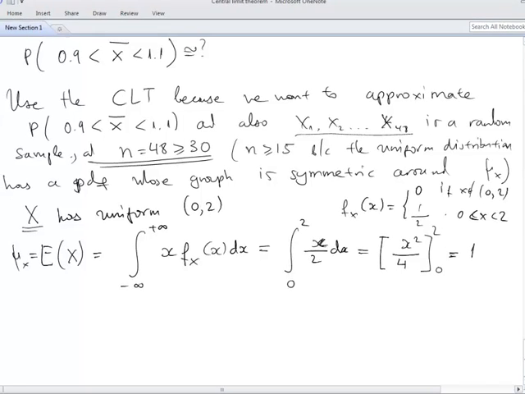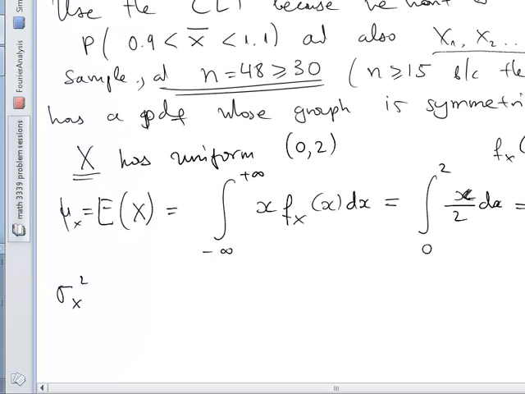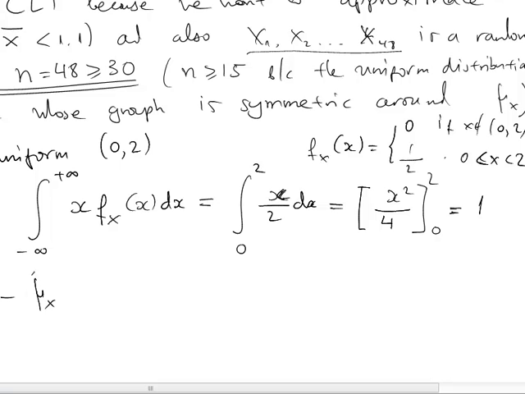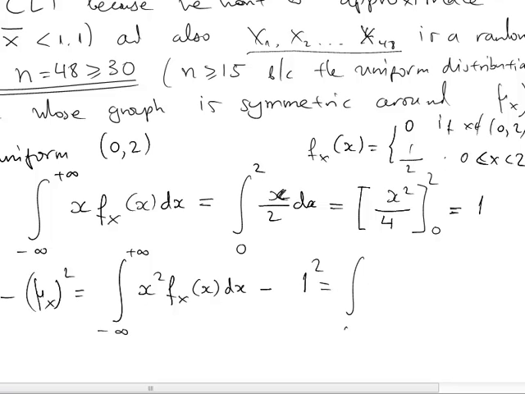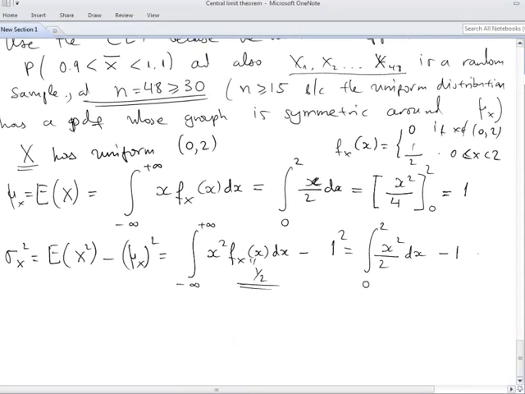Now, what else do I need to find? I need to find the standard deviation of X. So let me first find the variance of X. I will take E of X squared minus the mean of X squared. Again, this integral will now be from negative infinity to plus infinity. I do the second moment, x squared. I already calculated the mean, which is 1, squared. So here I'm also going to do from 0 to 2 x squared divided by 2 dx, because this is 1/2 in the interval from 0 to 2, minus 1 squared.